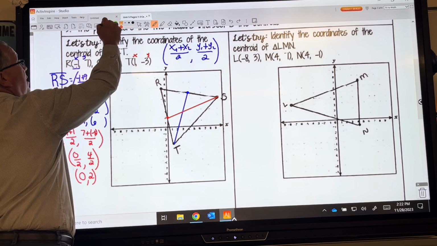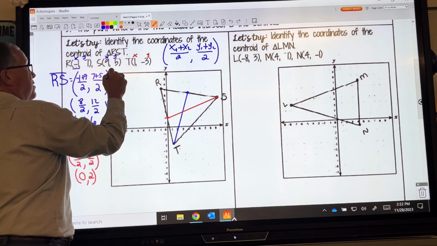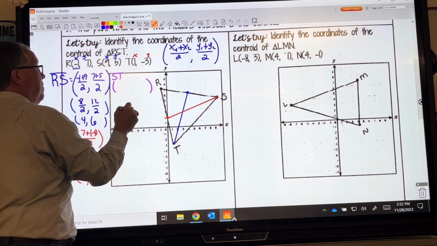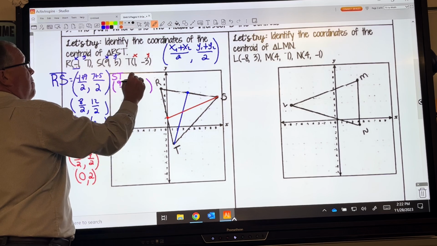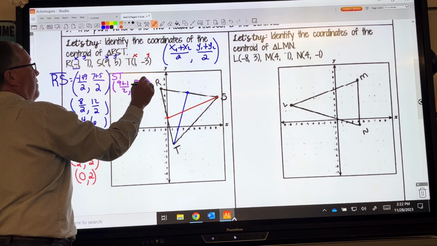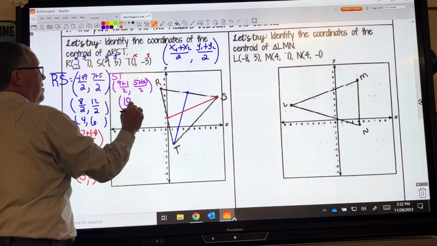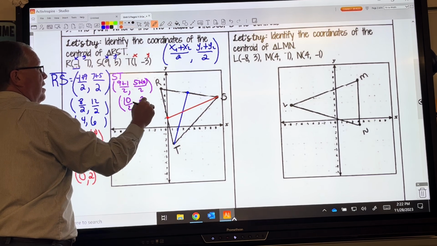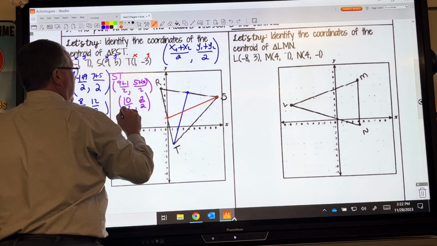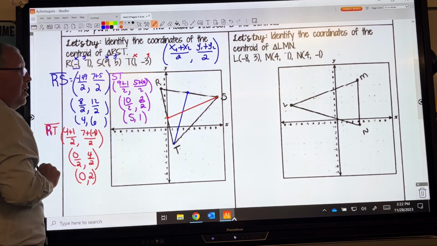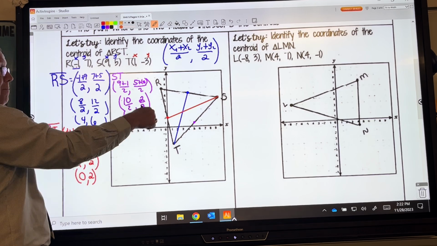My third one, we'll do in purple. We did RS, we did RT, so this one's going to be ST, okay? For ST, my X values are 9 and 1, divided by 2. My Y's are 5 and -3, divided by 2. 9 plus 1 is 10, divided by 2. And 5 plus -3 is 2, divided by 2. This gives me 5, 1. So I go to 5, 1, and I put my dot. That is my midpoint for ST.